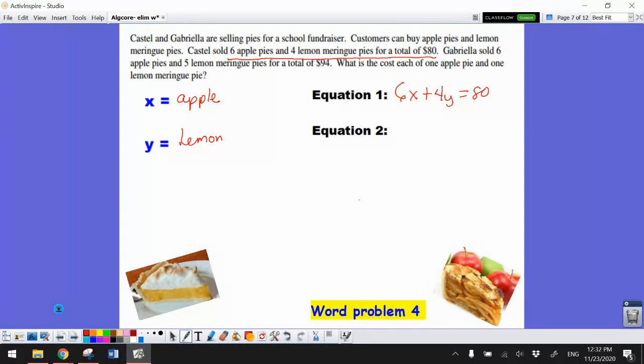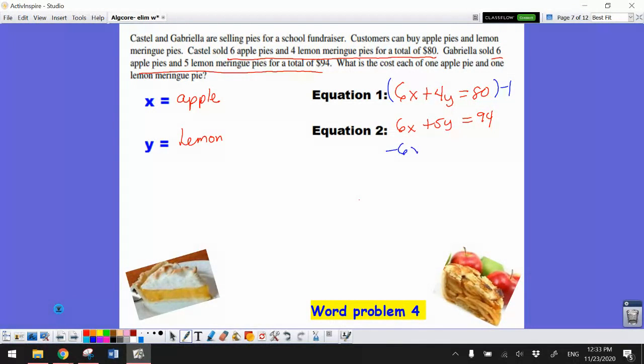Then it says Gabriella sold 6 pies and 5 lemon for 94. So I have 6x, 5y, and 94. Okay, so again, we don't have additive inverses, but I do see that I have something that is the same. I see I both have 6x's. So let's multiply that top line by -1. So go ahead and hit pause, finish solving this problem. See if you can figure out the cost of each pie.